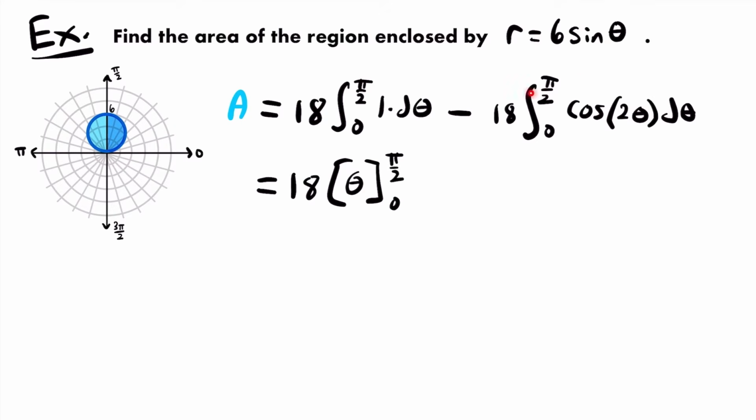And then for our second integral here, we need to use u substitution because we have cosine of 2 theta. If we just had cosine of theta, this would be a pretty easy integral to solve. In fact, it's still pretty easy, but we do need to use u substitution because we have a function other than just theta within cosine.